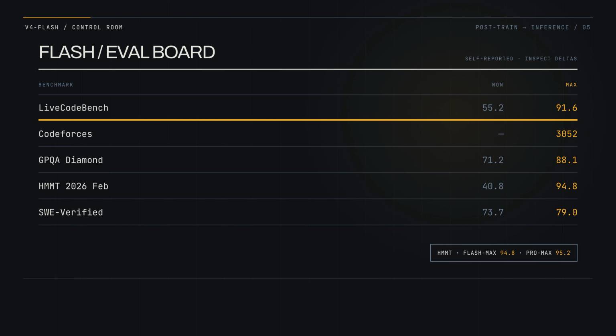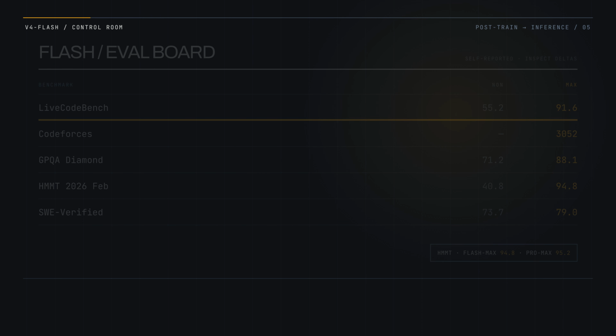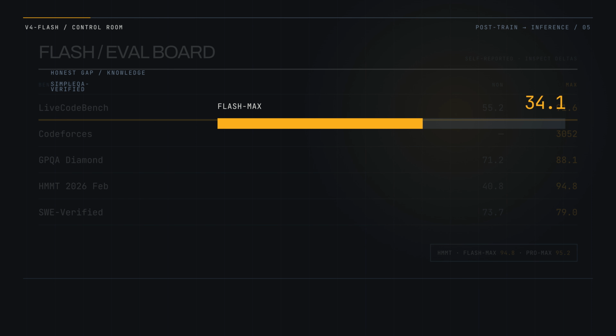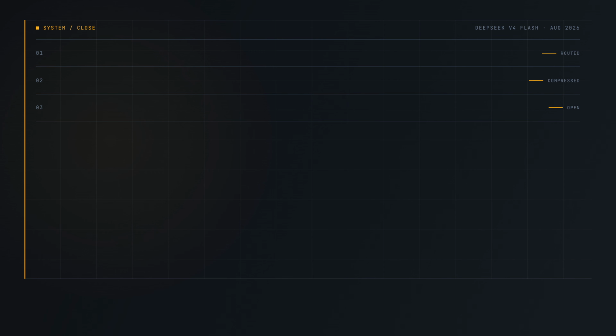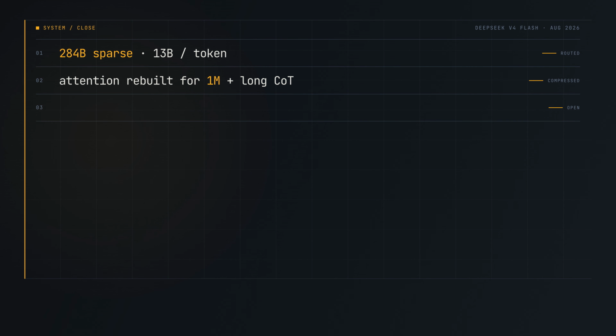Where Flash loses is pure knowledge. SimpleQA Verified is 34.1 for Flash-Max versus 57.9 for Pro-Max: fewer parameters, thinner encyclopedia. Fair. DeepSeek V4 Flash is not a tiny model that punches up. It's a 284B sparse system that only spends 13B per token, with attention redesigned so a million token context and long thinking traces don't melt the cluster.